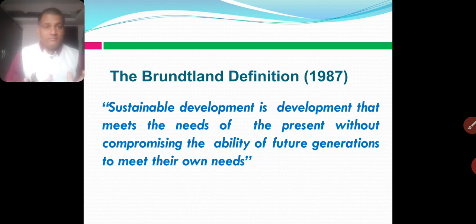It means we have to conserve the resources, we have to protect our resources for the future generation, the upcoming generations. For them we have to conserve our resources. So this was very nicely defined in the 1987 Brundtland conference report.